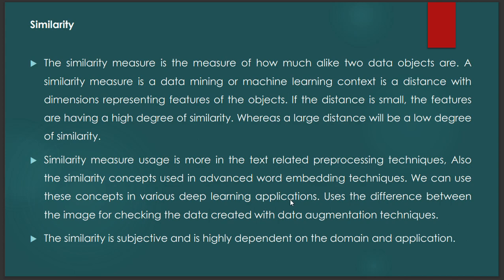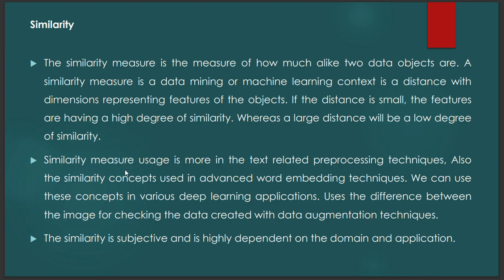Similarity is the measure of how much alike two objects are. A similarity measure in a data mining or machine learning context is a distance with dimensions representing features of objects. If the distance is small, the features have a high degree of similarity, whereas a large distance means a low degree of similarity.